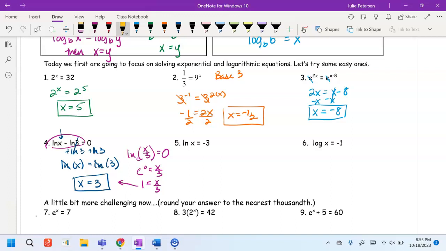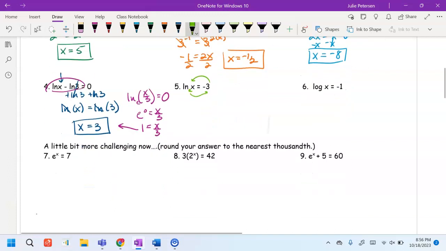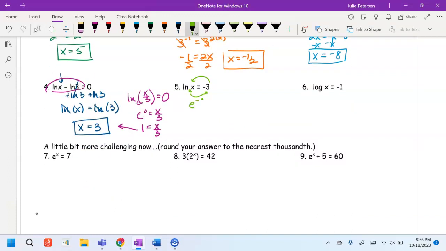For number 5, we have a log on one side and a number on the other. And in this case, what we typically want to do is rewrite it in exponential form. So I'm going to go ahead and do that right now. All right, so when we rewrite this in exponential form, don't forget natural log has base of e. Now, I'm just writing that there as a reference, so we know when we go to roll it into exponential, it's going to be e to the negative third equals x.